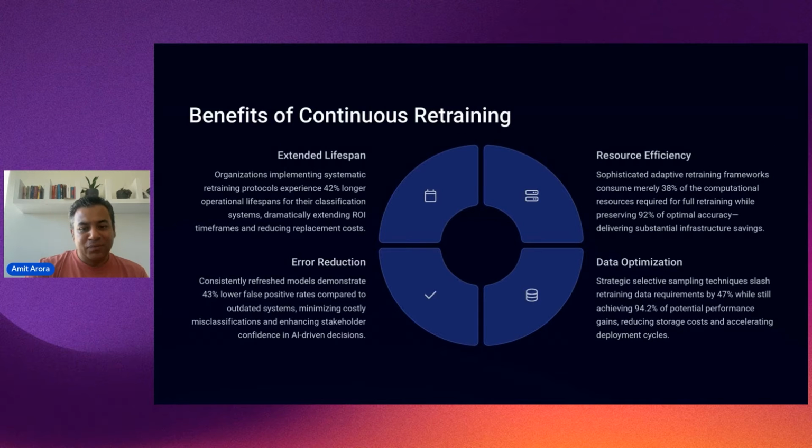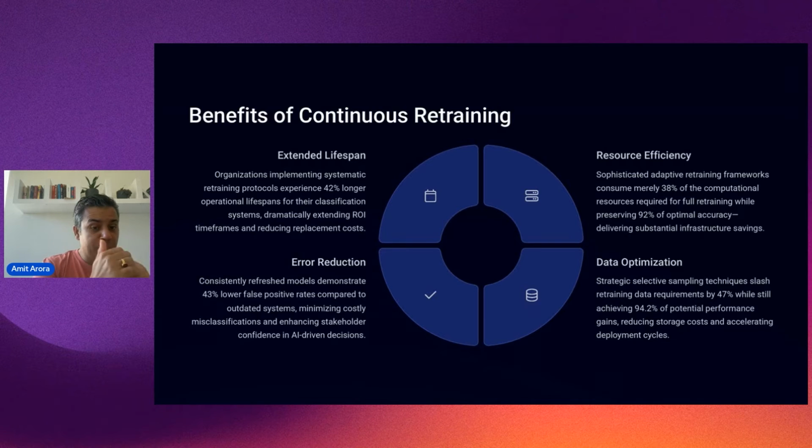So now, since we have talked about what's a financial implication, and some of the theoretical numbers on the model drift that happens, let's talk about the benefits if you have continuous retraining of your models. What will be the benefit of it? I think one is the lifespan. You can actually increase the model lifespan by 42%.